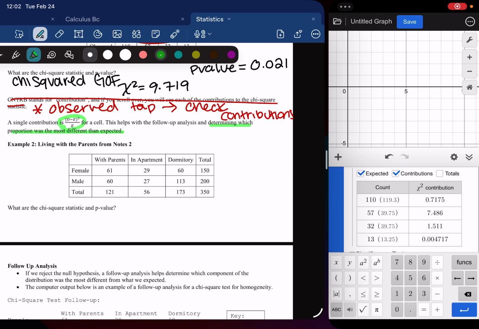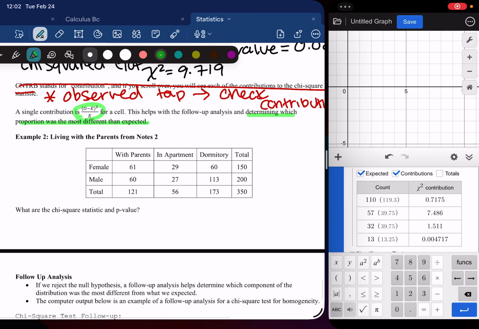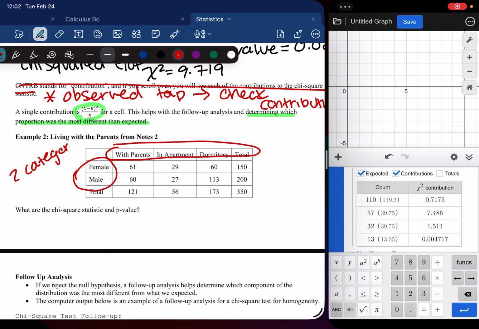So example 2 was the notes that we did yesterday, and it was the living arrangements versus male and female. Notice here that we have 2 categories. We have the category of where they live, and then we have the category of what their gender is. So since this is 2 categories, and the table is only the observed values, we know that this is going to be chi-squared for what?